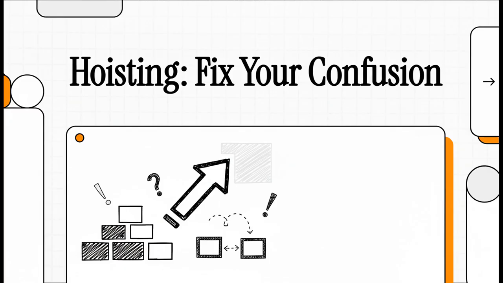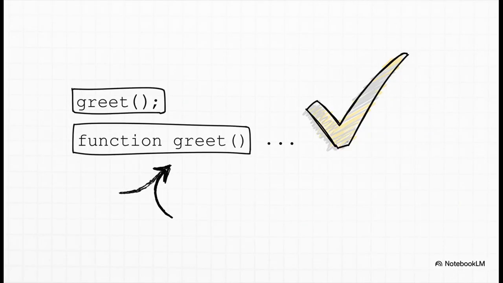You know, if you've spent any time with JavaScript, you've definitely run into code that just makes you scratch your head, code that works when it feels like it absolutely shouldn't. Well, today, we're going to tackle one of the biggest reasons for that confusion, hoisting. And trust me, by the end of this, you won't just get it, you'll know exactly how to write better code because of it. All right, let's just jump straight into it.